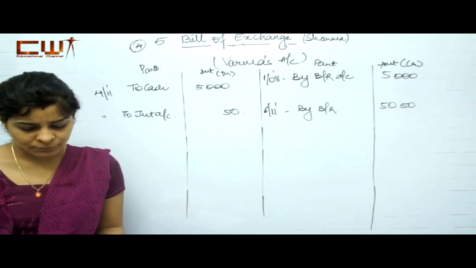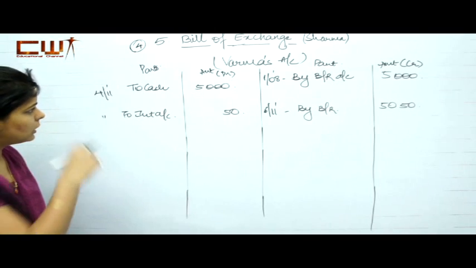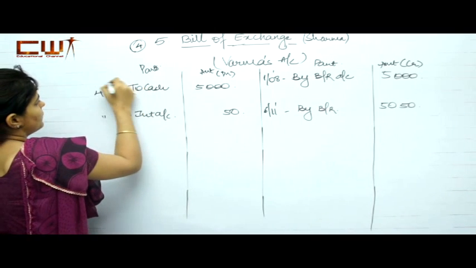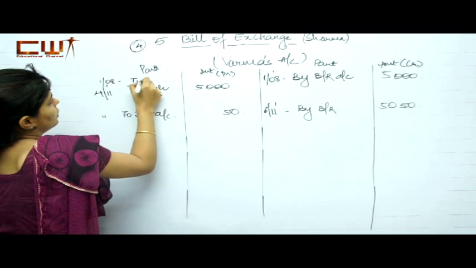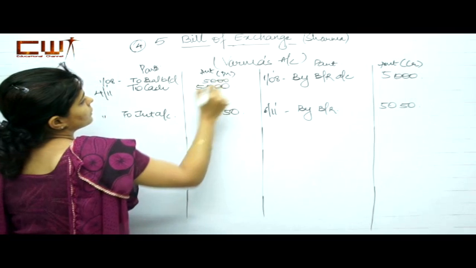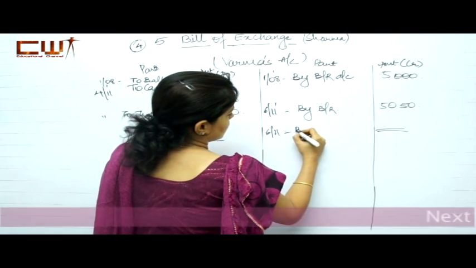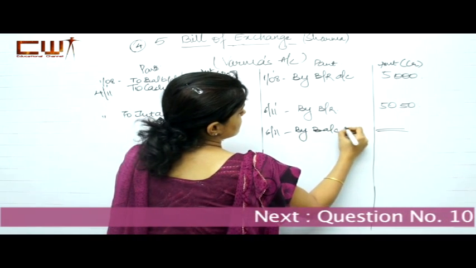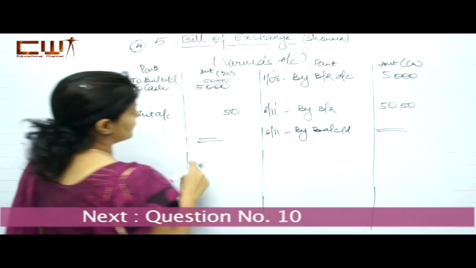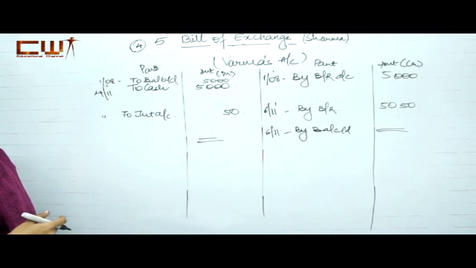Anything else that needs to be done? On 1st August you have the balance also of 5,000 in your own account. So you should have written it here. On 1st August you have to write balance brought down 5,000. Alright. Verma's account had a balance of 5,000. So this is 10,050. So last will be by balance carried down, and the total will be 10,050. So that is how you will make Verma's account in the books of Sharma.